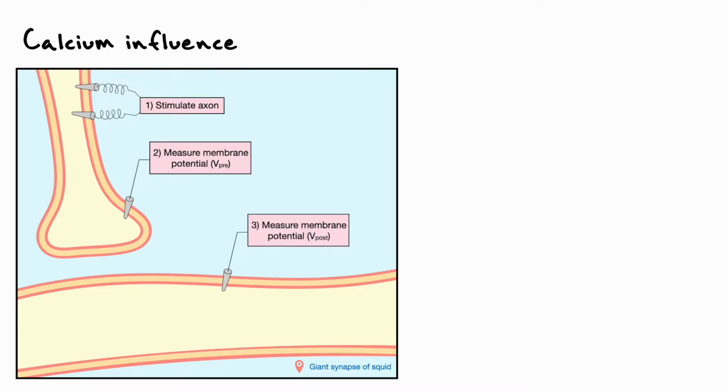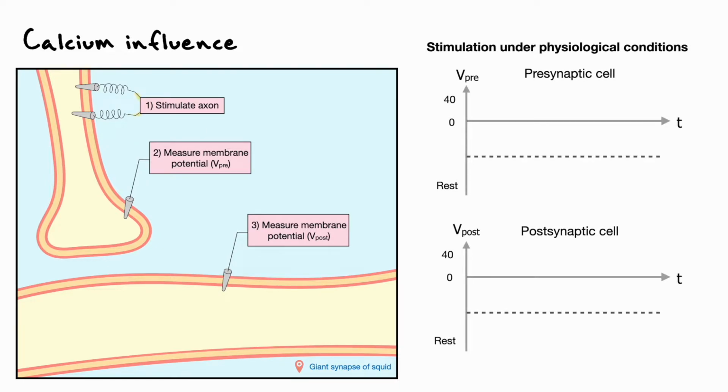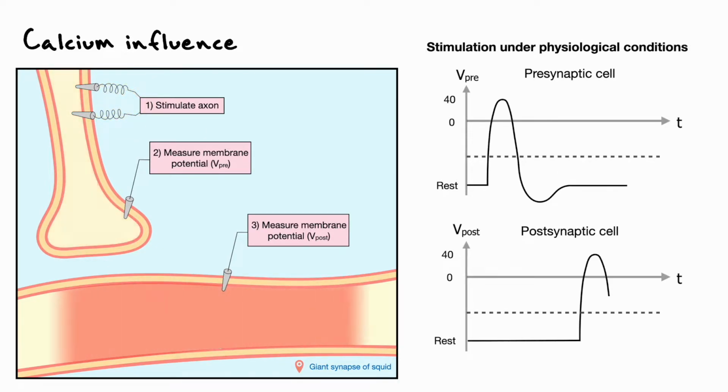The third electrode is very important because it provides a way for the experimenter to know if the signal was transmitted or not. When an action potential is generated in the presynaptic cell, the excitatory postsynaptic potential is usually strong enough to cause an action potential in the postsynaptic cell after a small delay.